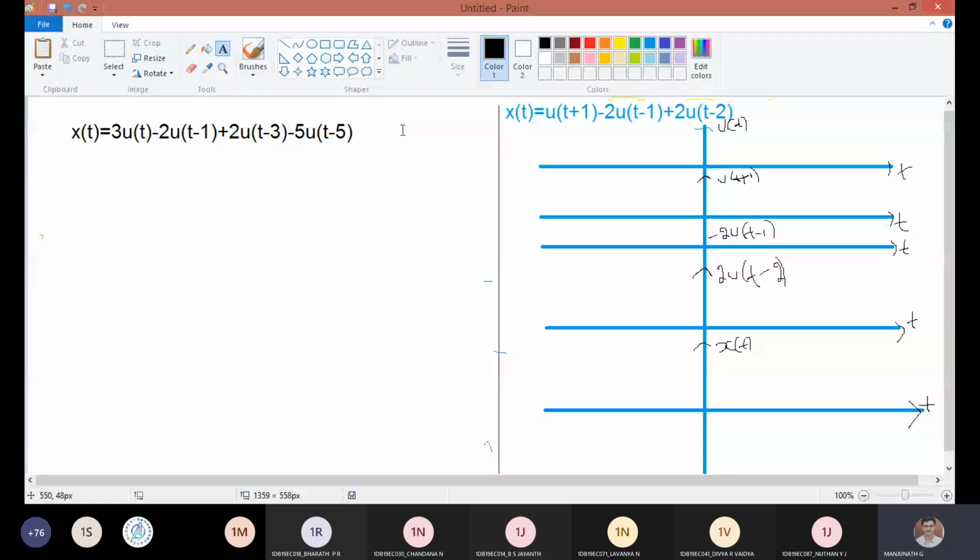So first plot u of t. For that they're giving amplitude as 3, so it will go to 3 times. Then you can plot t minus 1 with amplitude 2, and you can do folding. Similarly, delay t minus 3, amplitude 2, you can retain its position. And last is t minus 5, with amplitude 5 with folding. So individually you are plotted. So how does the final output look like?